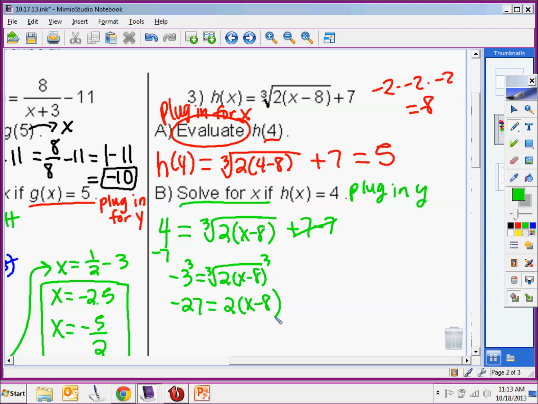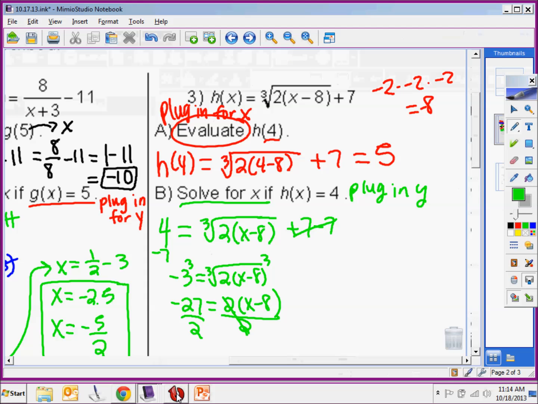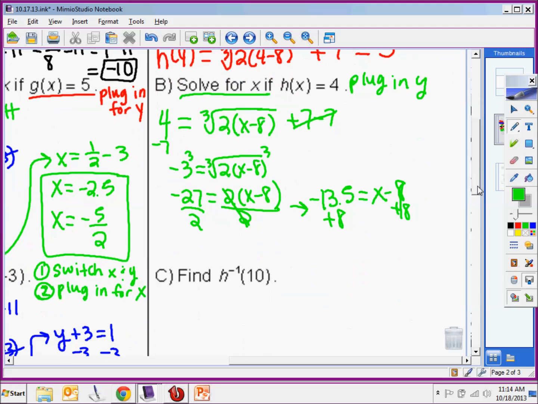I can either distribute or I can go ahead and divide by 2. And what's negative 27 divided by 2? Negative 13.5. Again, if that's not my strong suit, I can put negative 27 divided by 2. And if I put the decimal, it will give it to me in a decimal. And what is it? Negative 13.5. Okay? So I have negative 13.5 equals x minus 8. How do I get rid of a negative 8? Add 8 to both sides. And I get what? Negative 5.5.